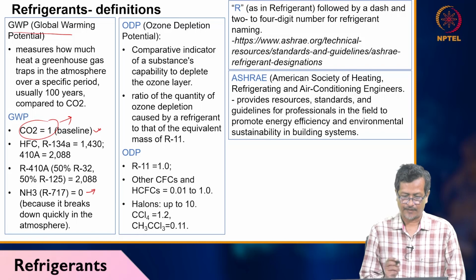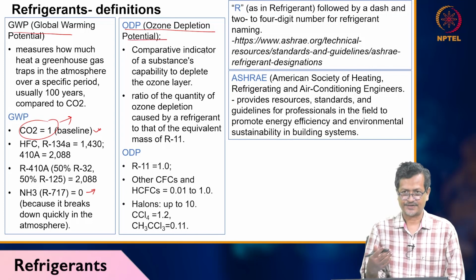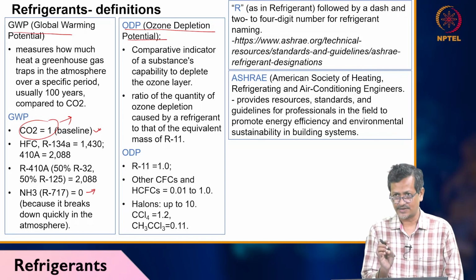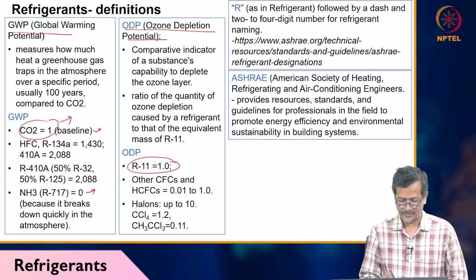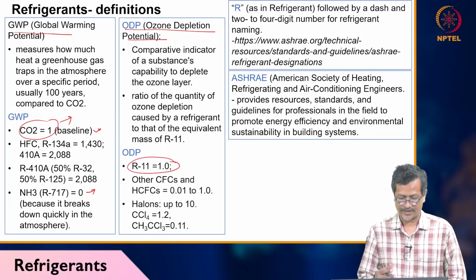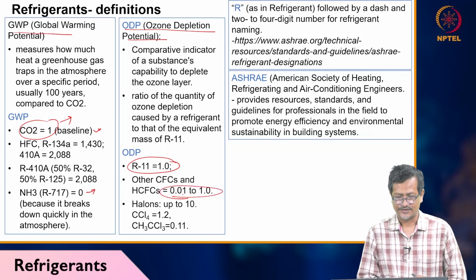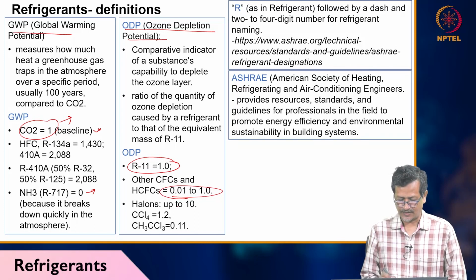Okay, ODP, ozone depletion potential. If some refrigerant is depleting the ozone layer, it will have some potential value, and it is compared with R11. R11 is normally 1; it's the standard value. Other refrigerant values will be like 0.01 to 1. So if I say R12, it will be less than 1. Within that range the values will be there. Halons will have CCl4 at 1.2 and CH3CCl3 at 1.11, so those are more than 1.